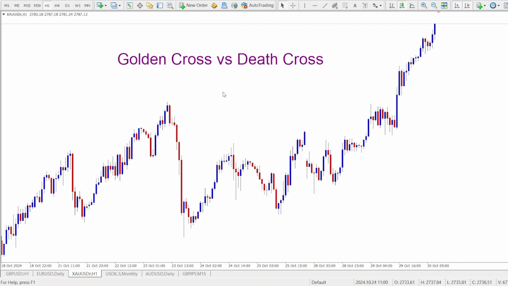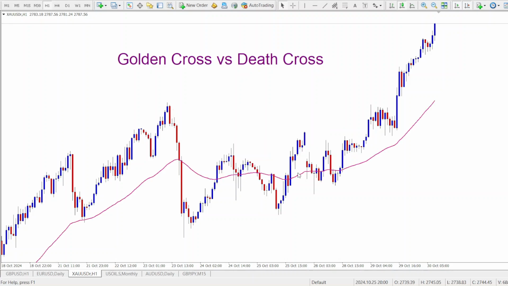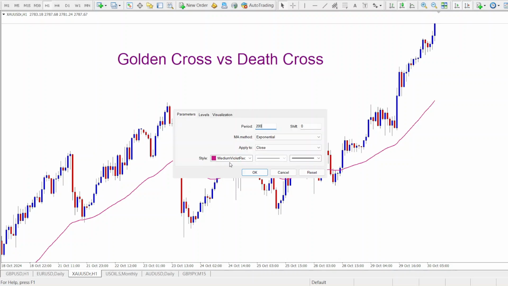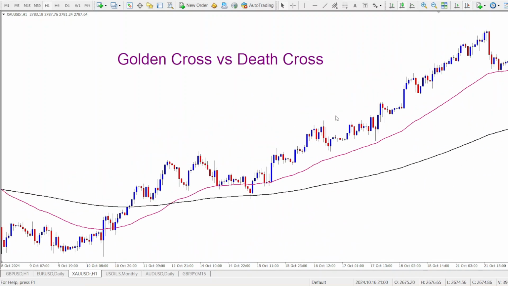Now, first up, the golden cross. This occurs when a short-term moving average, I'm just going to be adding the moving average to the charts as I'm explaining it. I'm going to add the 50 EMA, and then I'm also going to add the 200 EMA. As for the golden cross, this occurs when a short-term moving average like the 50 EMA, like this, crosses above a long-term moving average such as the 200 EMA, which is represented by this.